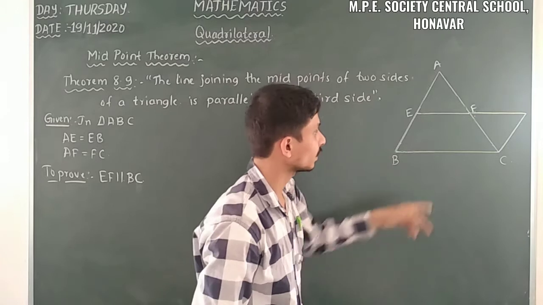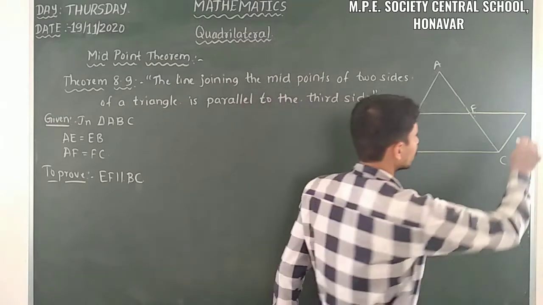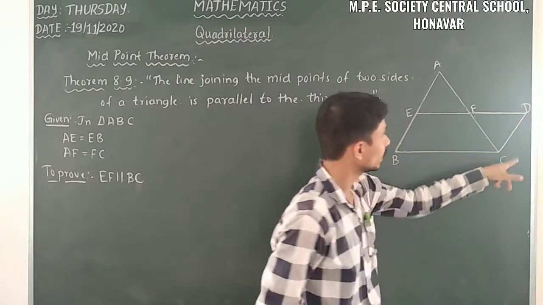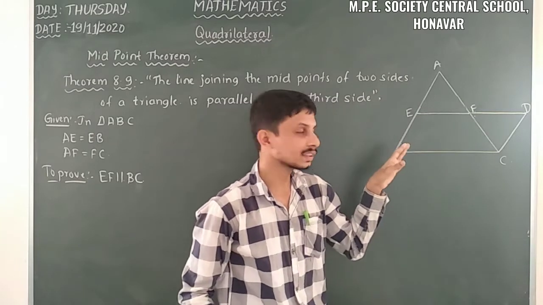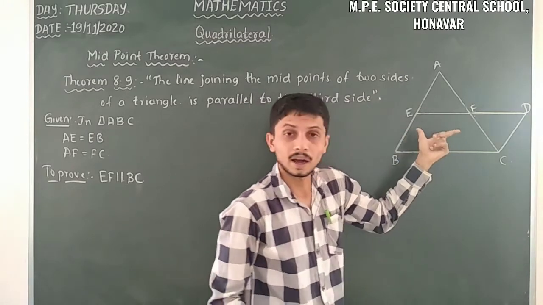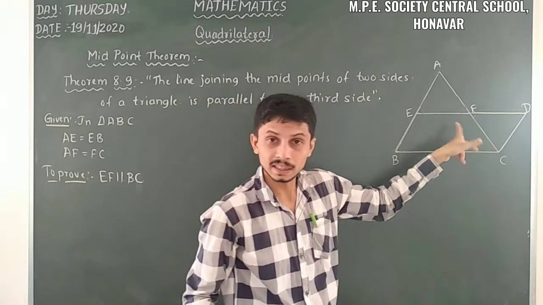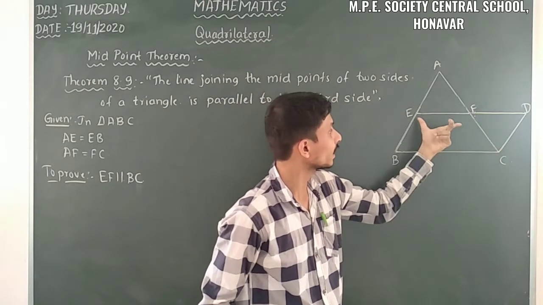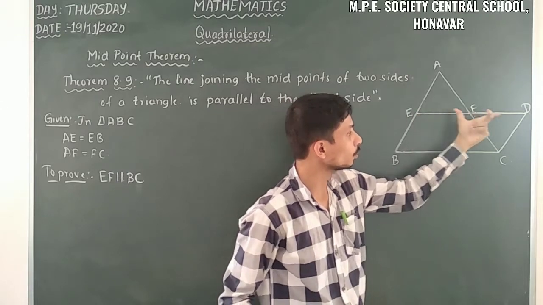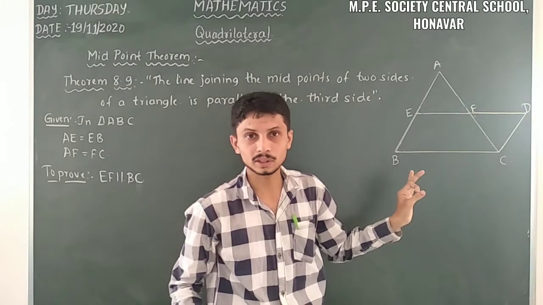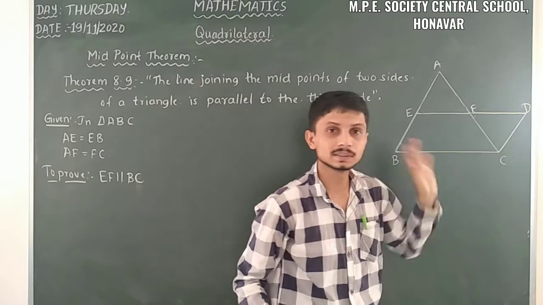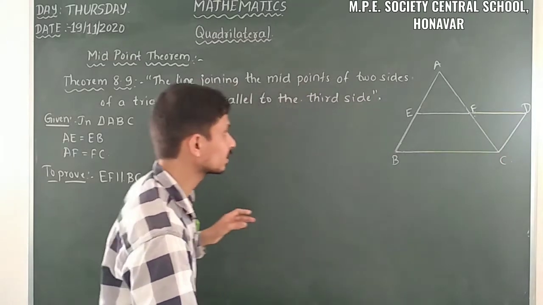So here I constructed a parallelogram, that I will name as BCDE. The parallelogram is constructed. Here I drew that parallelogram. I extended this line EF up to D such that EF is equal to FD, and we have to join C. So let us take the construction.